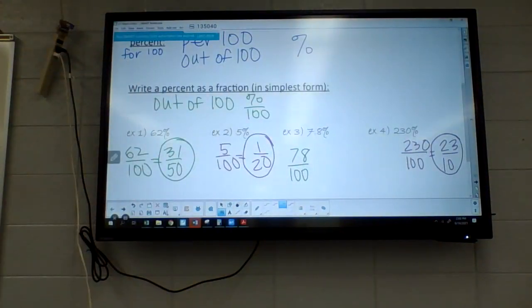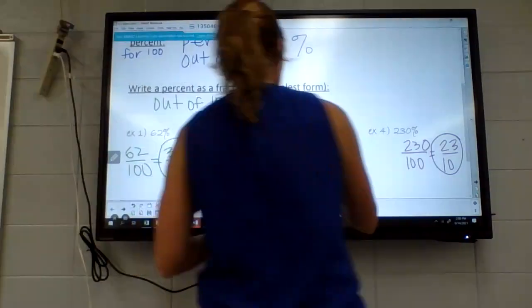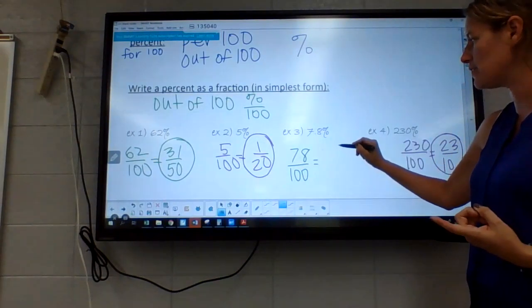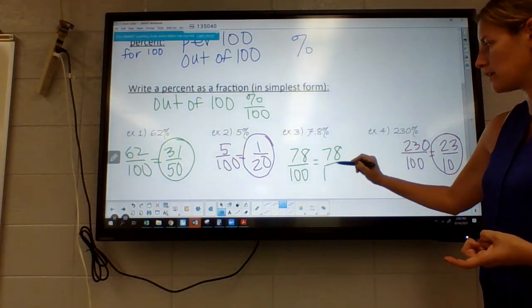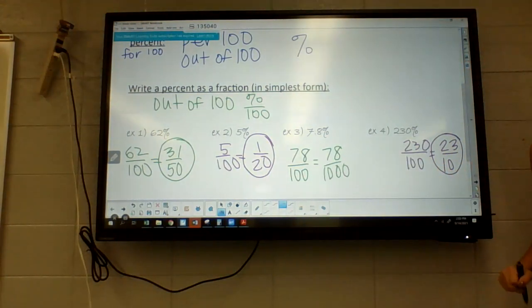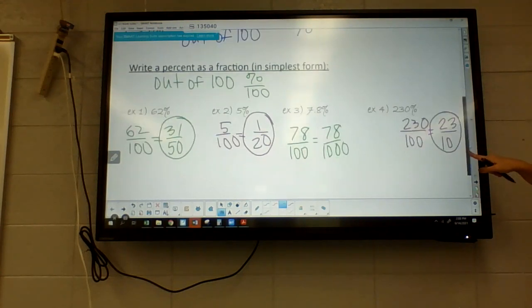Any thoughts on how to write that as a fraction in simplest form? Multiply by 10. So we don't like that decimal, so we're going to multiply by 10 and move the decimal over one place. 1,000. But we're not done yet, because that's not simplest form.